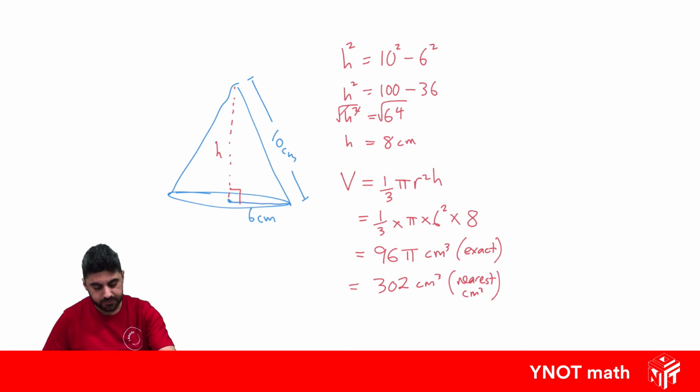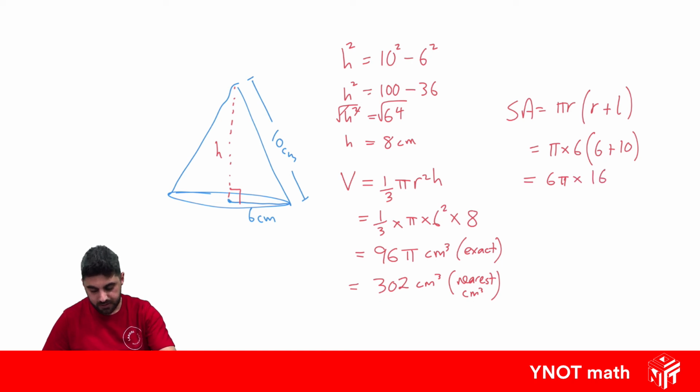So let's find the surface area. For the surface area, we can use pi r outside of r plus L. So it's going to be pi times our radius, which is 6, outside of our radius plus our slanted height, which is 10. So it's going to be 6 pi times 6 plus 10, which is 16. And that's also 96 pi. But this time it's centimeters squared because we're finding a surface area.